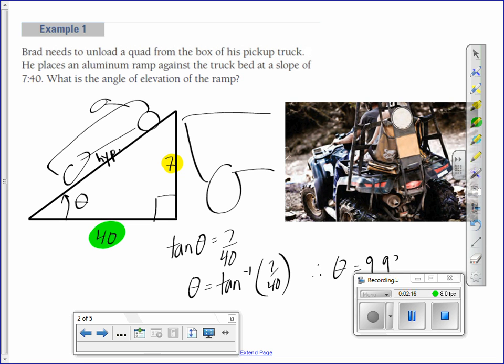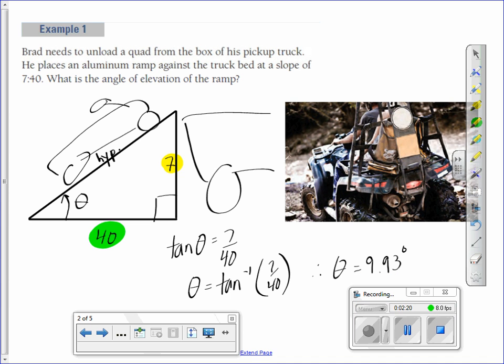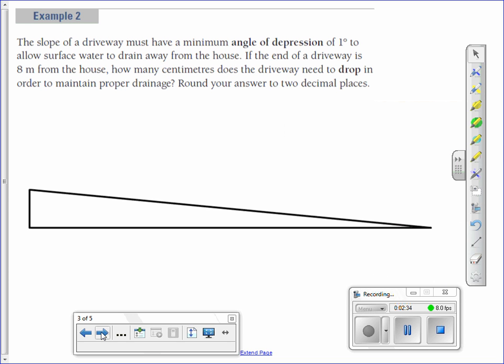9.93 degrees. Make sure your calculator is in the correct mode. If you're in radian mode instead of degree mode, you won't get the right answer either. So again, make sure you ask if you're not getting that right answer. And make sure you're practicing doing this even as you're listening right now. You can easily pause the video and do that.